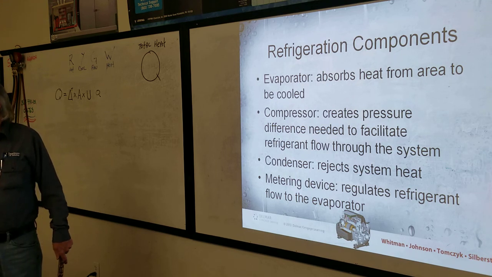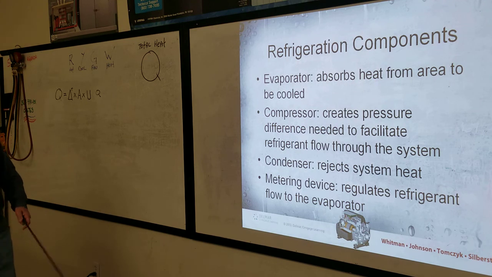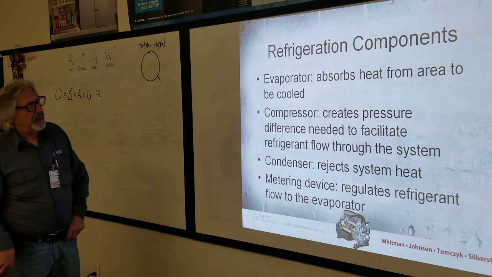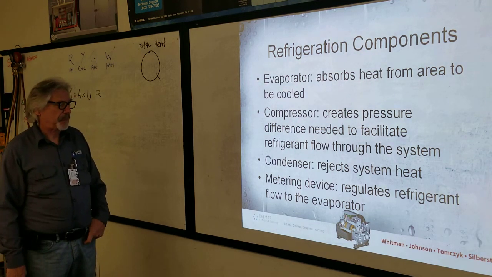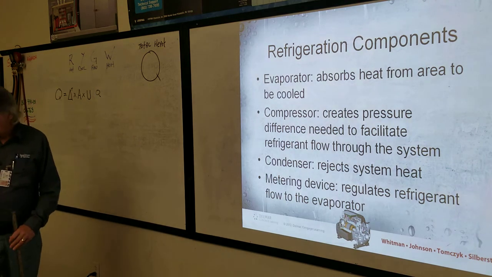Refrigeration components: the evaporator absorbs heat from the area to be cooled. The compressor creates the pressure difference needed to facilitate refrigerant flow through the system. The condenser rejects the system heat. The metering device regulates the refrigerant flow to the evaporator.